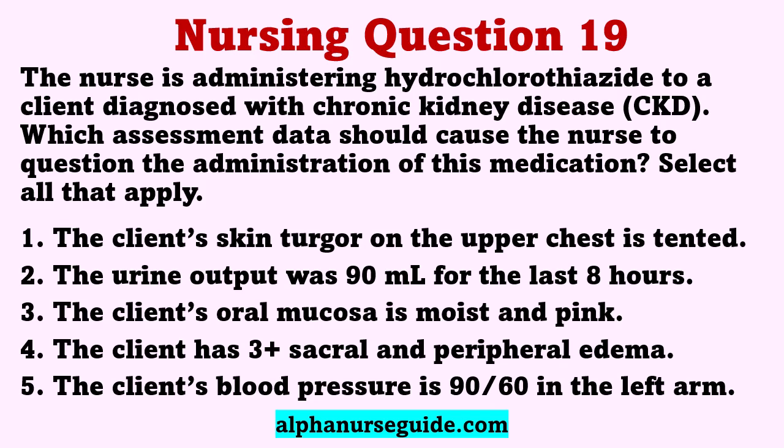The client with CKD would have a less than normal urine output, so the nurse would not question giving the client a diuretic. A moist and pink mucosa indicates the client is hydrated. Therefore, the nurse would not question administering this medication. In option 4, the medication is being administered to help decrease the sacral edema. Therefore, the nurse would not question administering this diuretic.